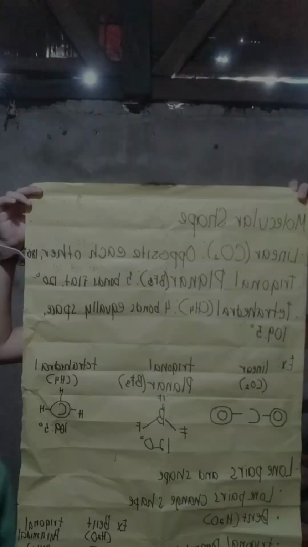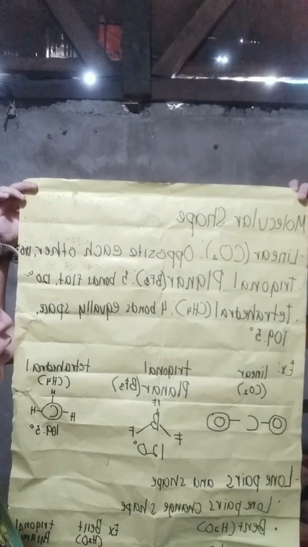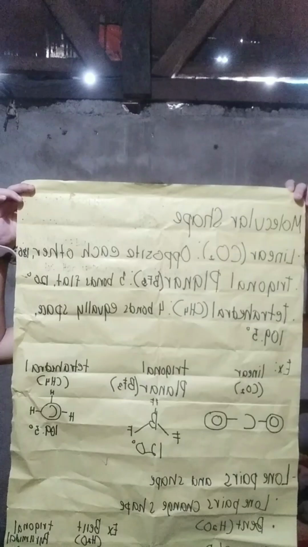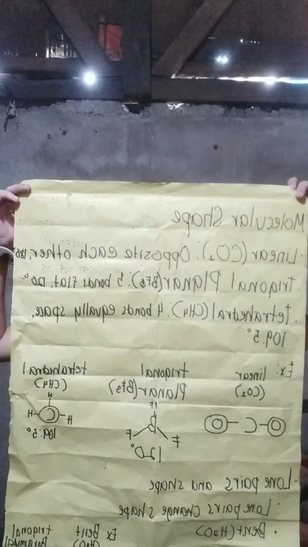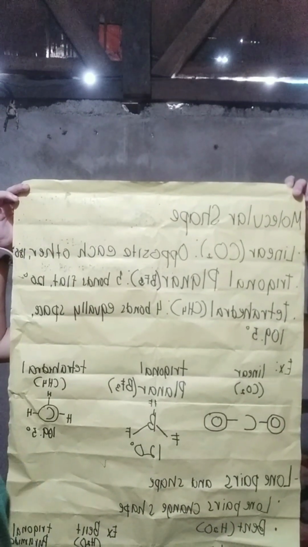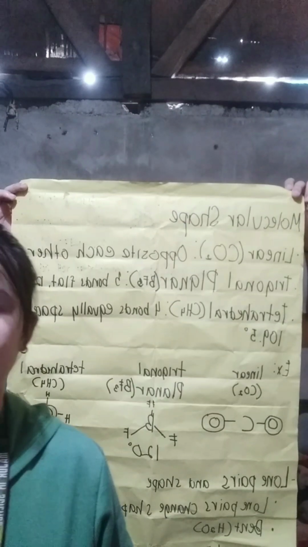Next is the electron sharing of non-polar molecules. Electrons are shared equally between atoms or molecules. Geometry causes any charges to cancel out. So let's talk about molecular shape. We have linear, CO2, which means opposite each other, or 180 degrees. Trigonal planar, BF3, 3 bonds, flat, 120 degrees. Tetrahedral, CH4, 4 bonds equally spaced, 109.5 degrees.